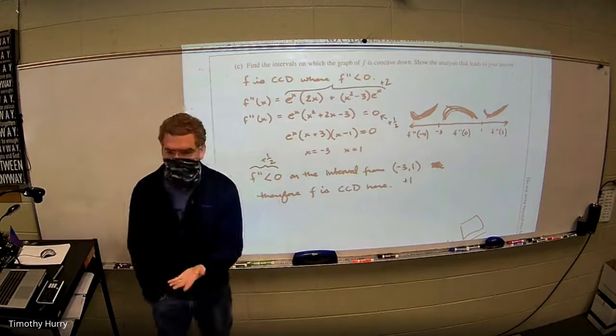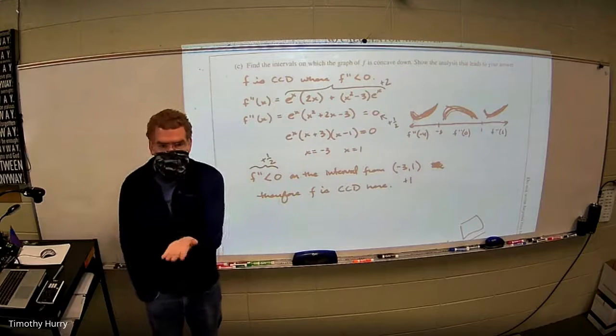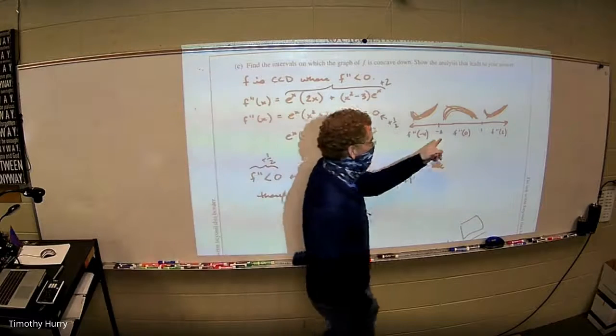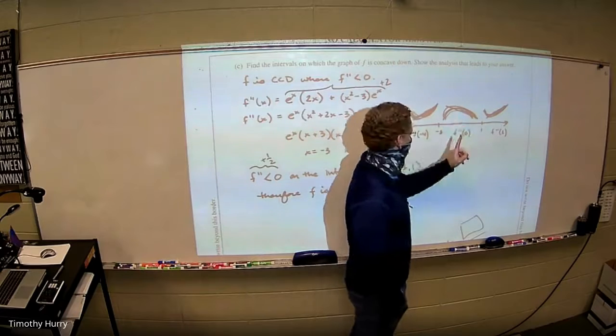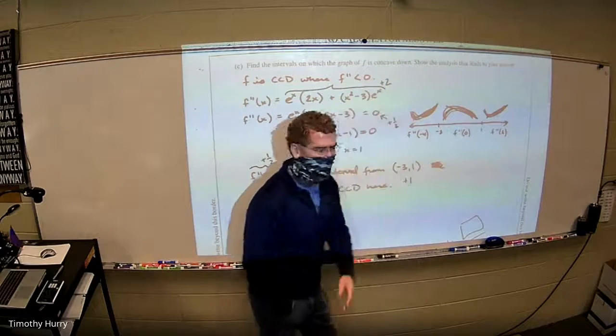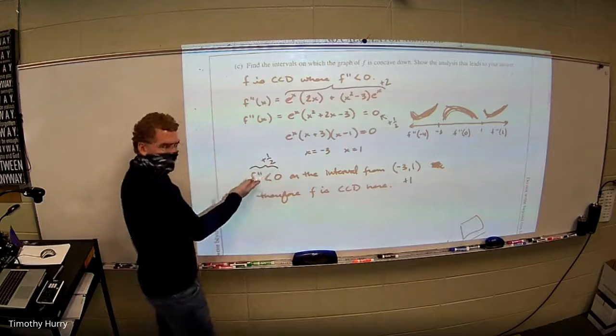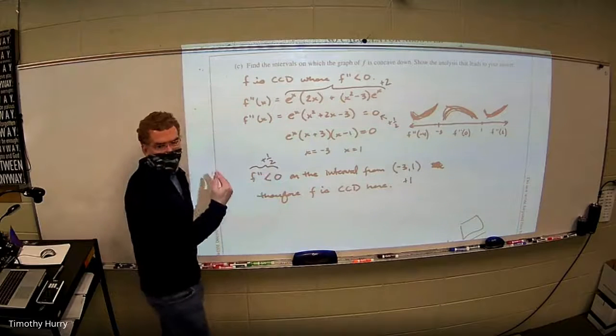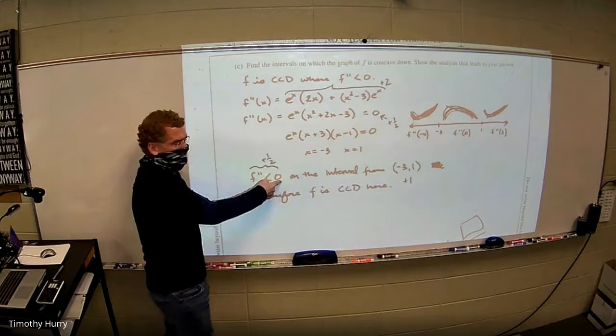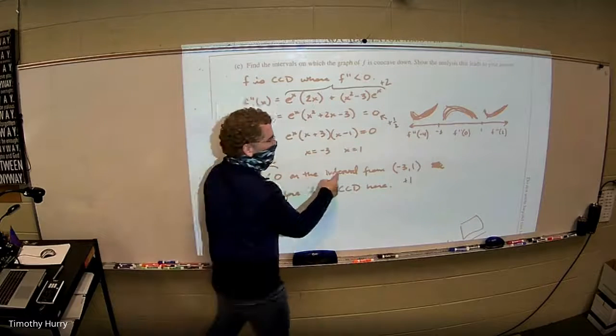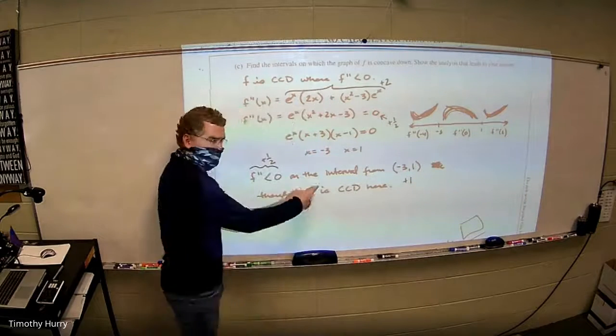How do I state that? Literally, what did you conclude? Because the second derivative was negative from -3 to 1, I know it's concave down. That's literally what I'm saying. Because the second derivative is negative, and you can say is negative, but I like less than 0 is quicker, then I know on that interval that the function is concave down.